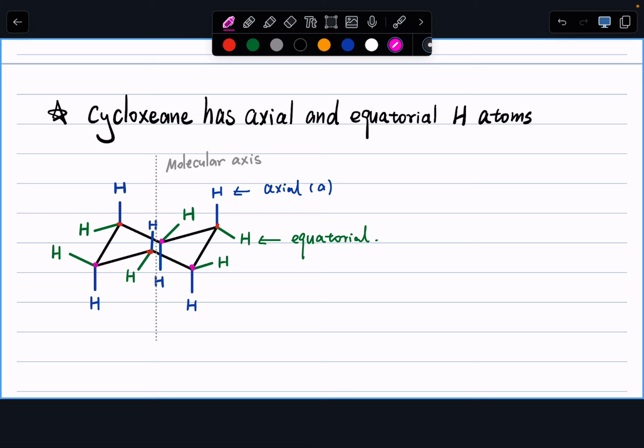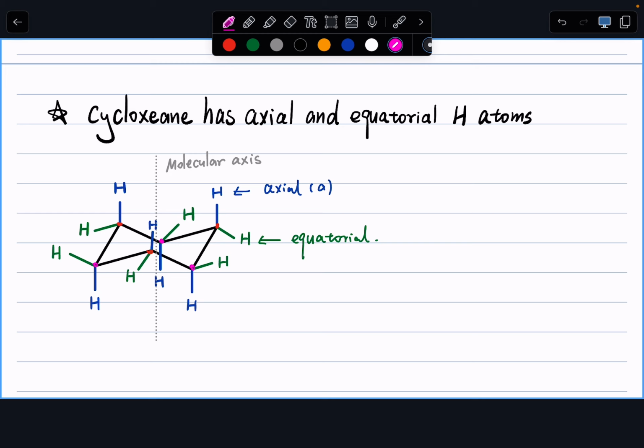In chair configurations, is there always the same amount of axial and equatorial hydrogens? Right, in cyclohexane, you always have 6 axial positions and 6 equatorial positions. They don't have to be hydrogens. When we put on different substituents on the cyclohexane, in our next slide, we'll start to see it might make a difference. But it's always 6 axial, 6 equatorial.